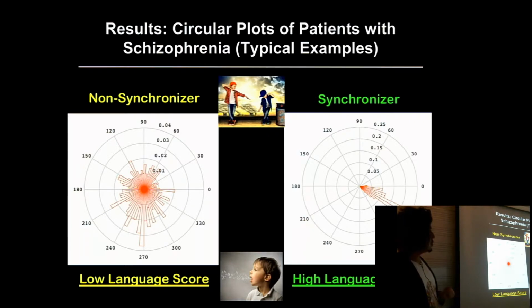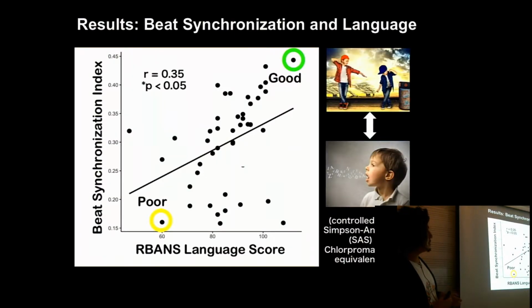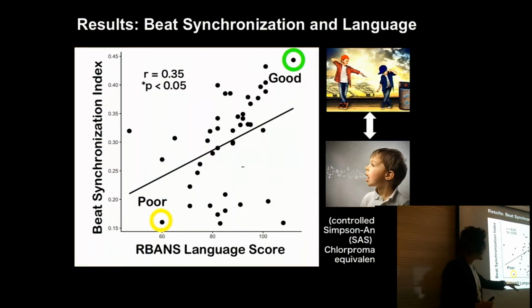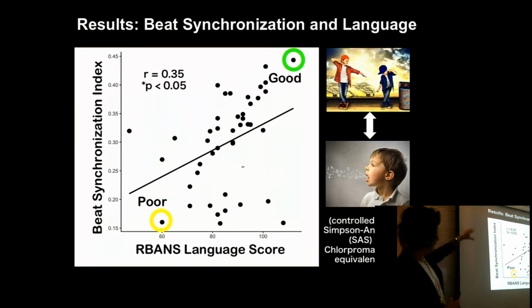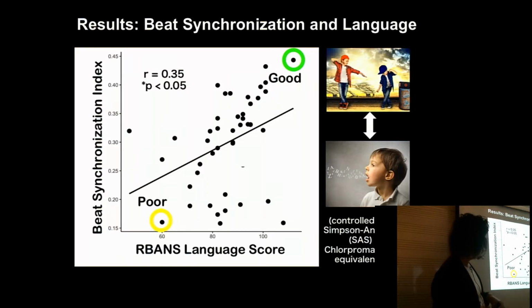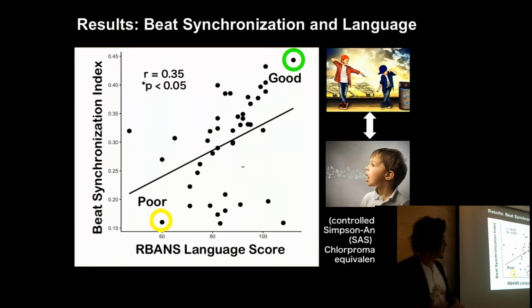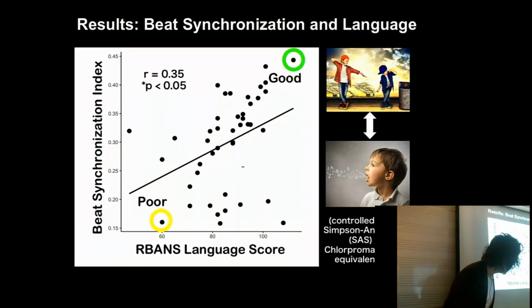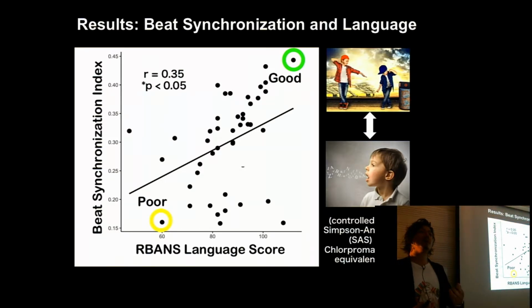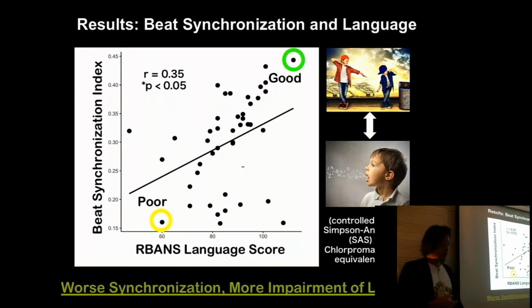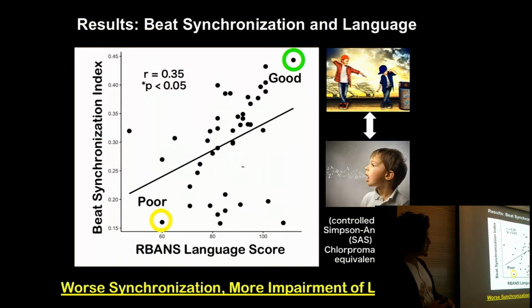So we did a correlation using the data from the patients. The lateral axis is the language score, and the vertical axis is the beat synchronization index, and we did find a significant correlation between the two measures. I want to note that this correlation was controlled for the SAS scale, which is the general motor scale, and also the chlorpromazine dose, which is the medication dose, how much medicine they are taking. So we found worse synchronization, more impairment of language.